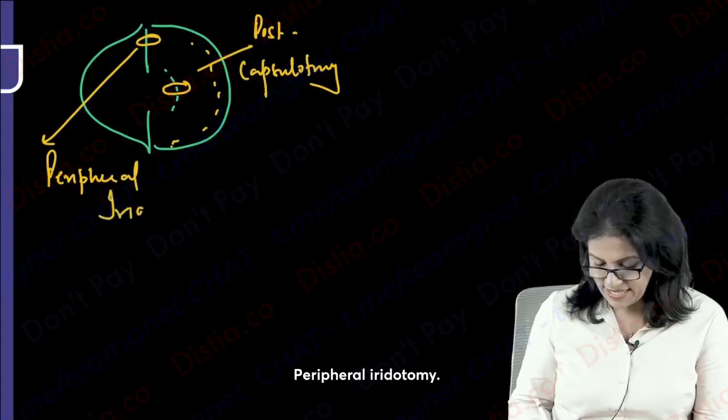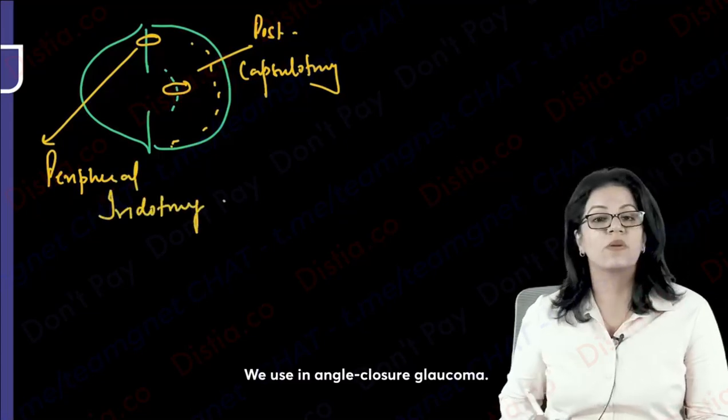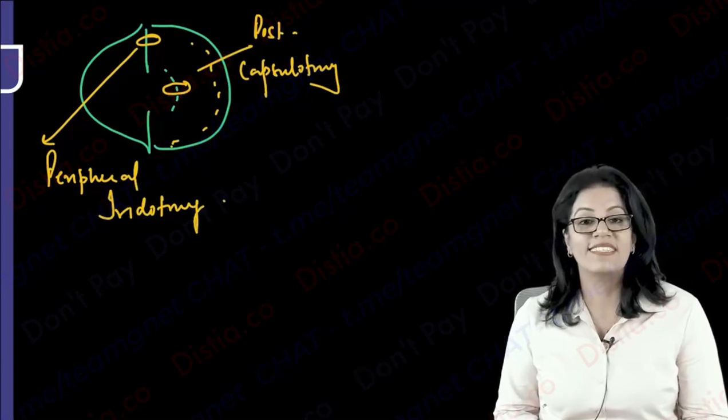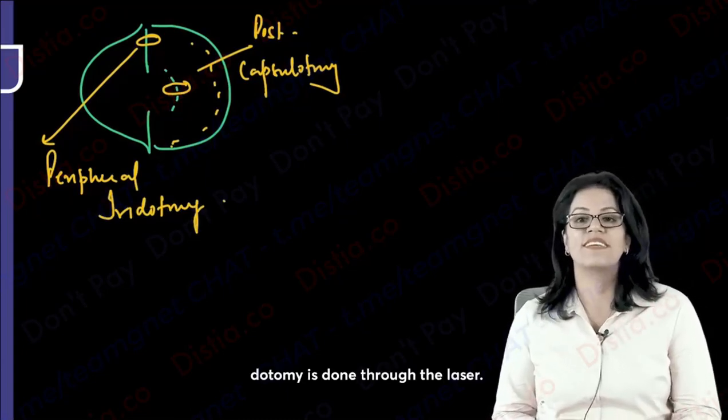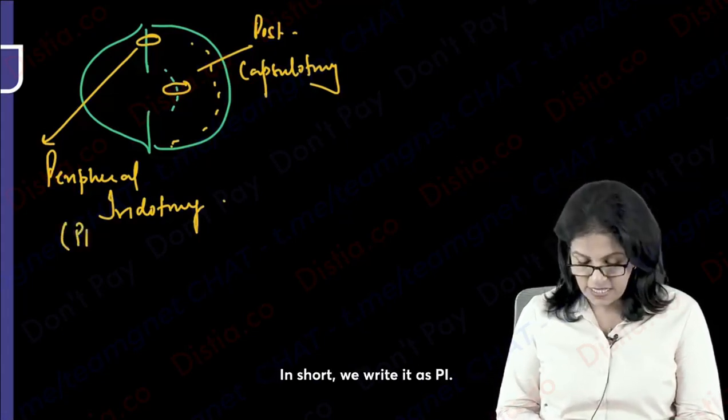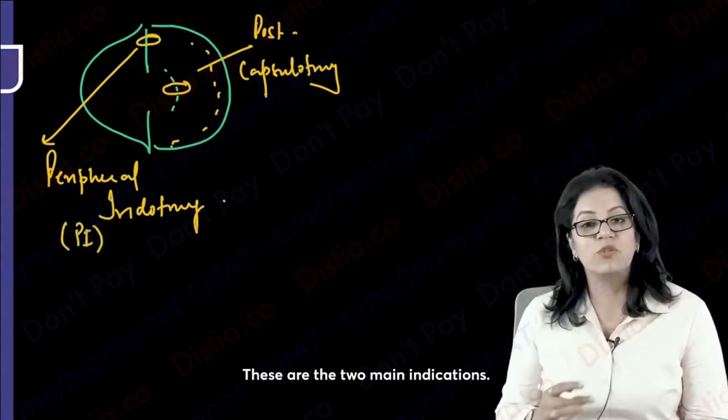So this is what is called peripheral iridotomy. We use it in angle closure glaucoma. We don't call it iridectomy. Ectomy is done surgically. Otomy is done through the laser. In short, we write it as PI. These are the two main indications.